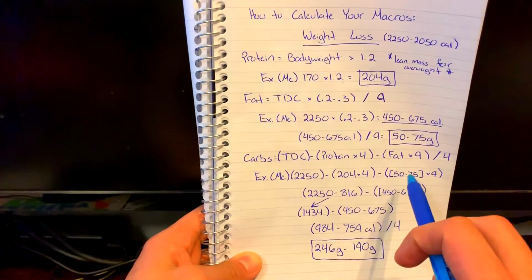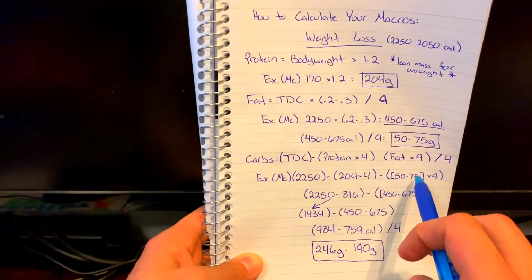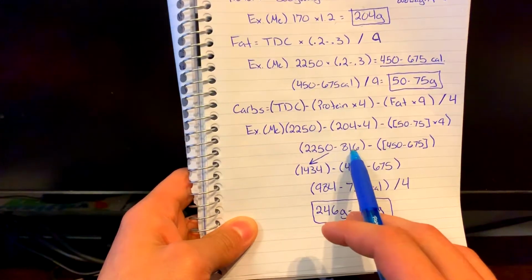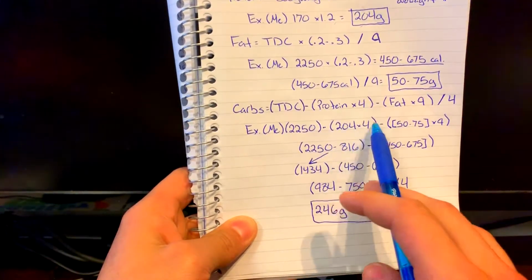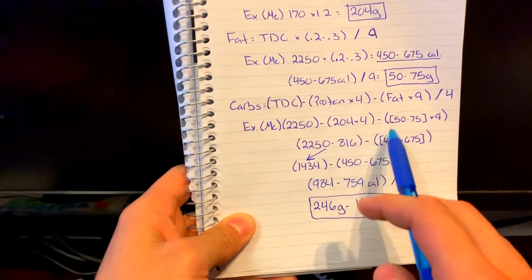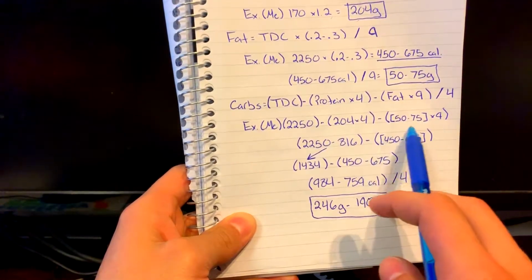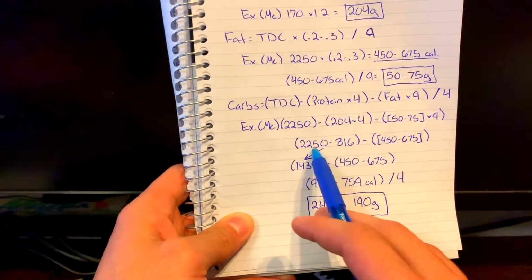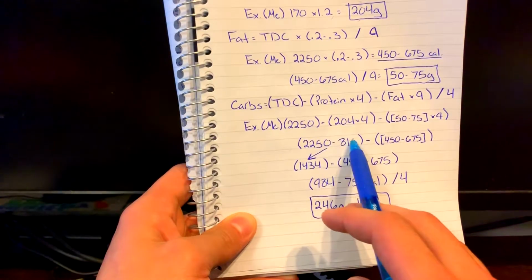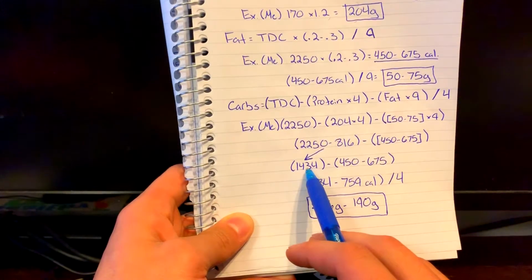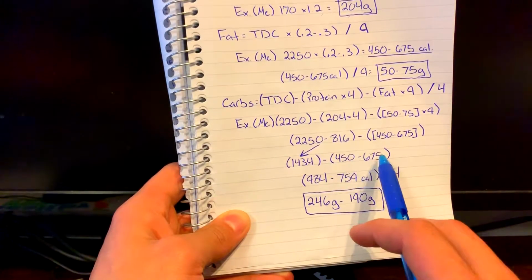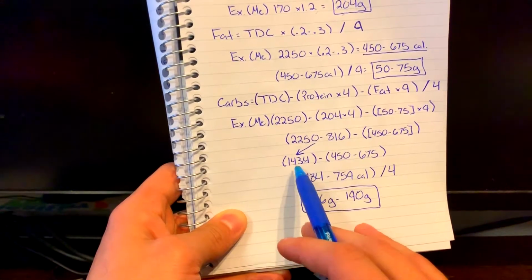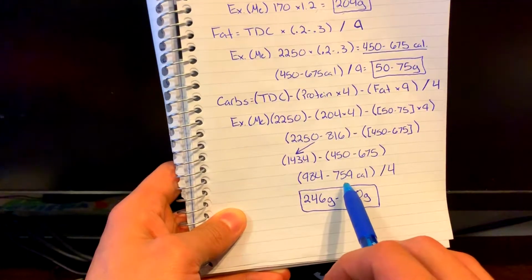This is where it gets a little confusing, because remember, we can eat 50 to 75 grams of fat per day. So 2250 minus my protein intake, 204 times 4, which is 816. Then 50 times 9 and 75 times 9. That's where these two numbers come from. 50 times 9 is 450, 75 times 9 is 675. So first I take my total daily calories and subtract my protein. That gives me 1434. Then I subtract 450 and 675 from 1434. So 1434 minus 450 is 984, and 1434 minus 675 is 759.